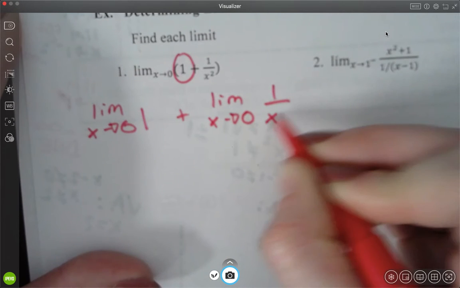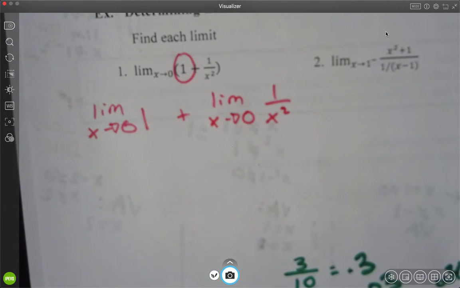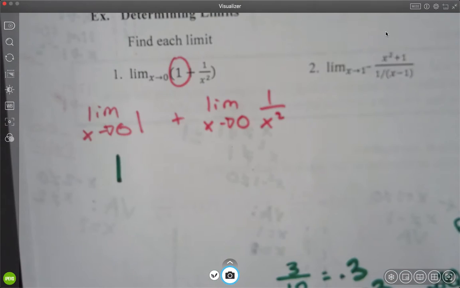So if I'm looking at the limit as x goes to 0 of 1, what is that going to be as a limit? 1. You just plug it in, right? I can't plug 0 in anywhere, so it's just going to be 1.